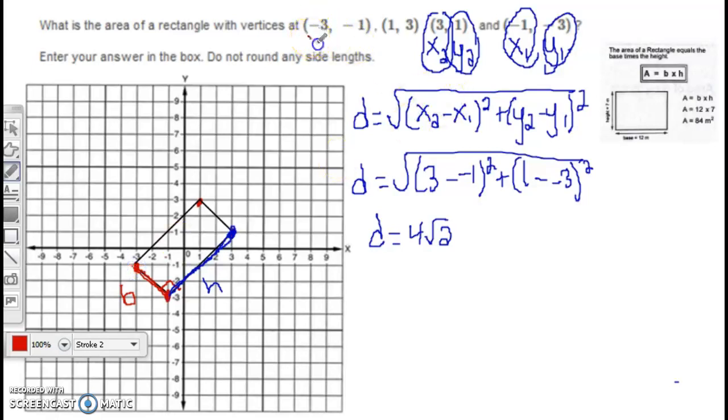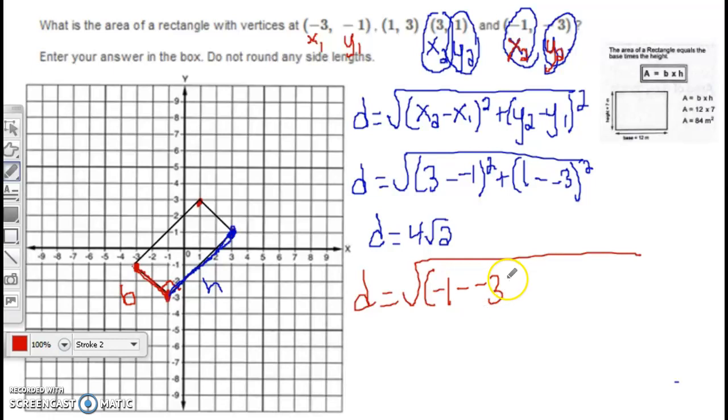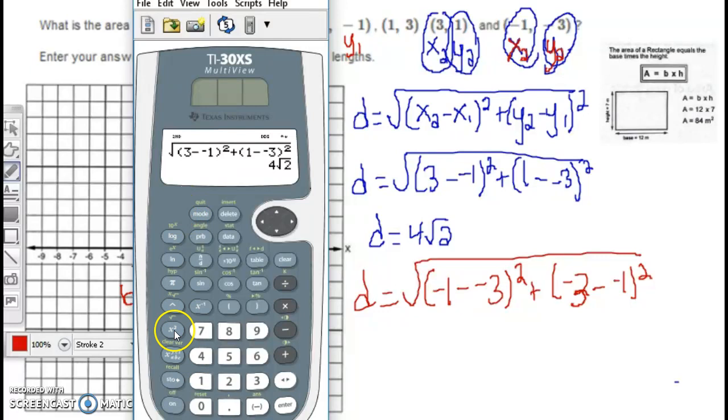Okay, so then for the base, we need to use the ordered pairs. So (-3, -1), I'm going to let that be x1 and y1. And then (-1, -3), that's over here. I'm going to let that be x2 and y2. And then I'm just going to plug it into the distance formula. It does not matter which ordered pair you let be x1 and y1 and x2 and y2. It really doesn't matter. Alright, so -1 minus -3, x2 minus x1 squared plus y2 minus y1 squared. So again, we're going to type that in our calculator.